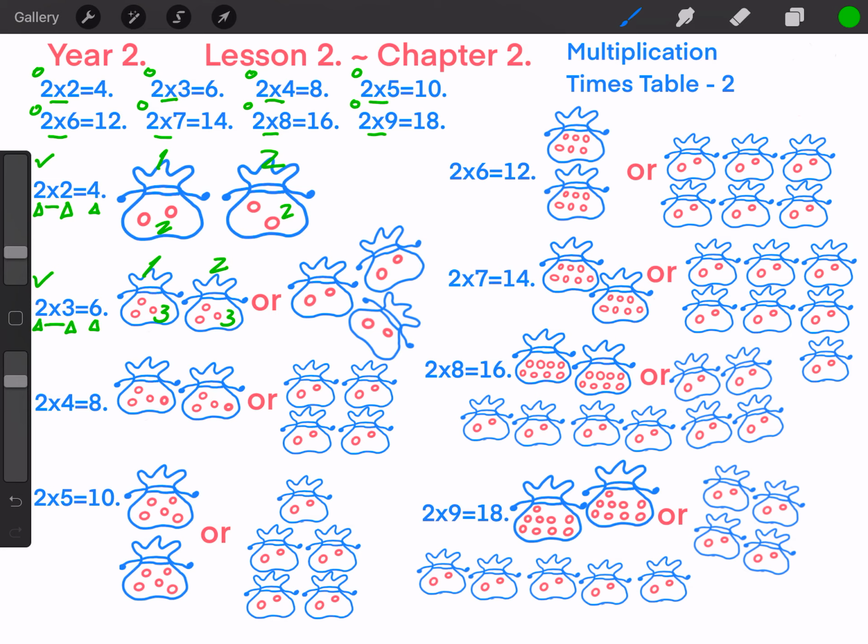Another possibility is, there are 3 bags. Bag 1, bag 2, bag 3. And in each bag, there are 2 marbles. 2 marbles in bag 1, 2 marbles in bag 2, and 2 marbles in bag 3. So totally, we still have 6 marbles. 2 times 3 equals to 6.